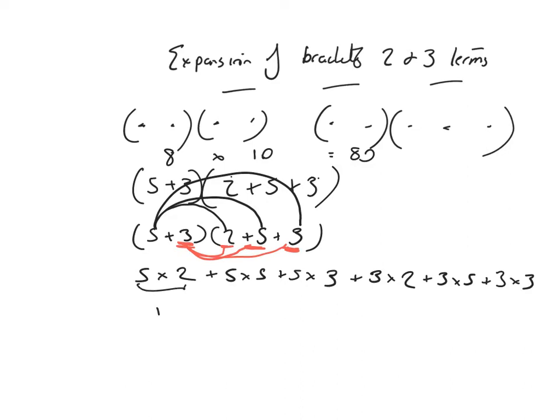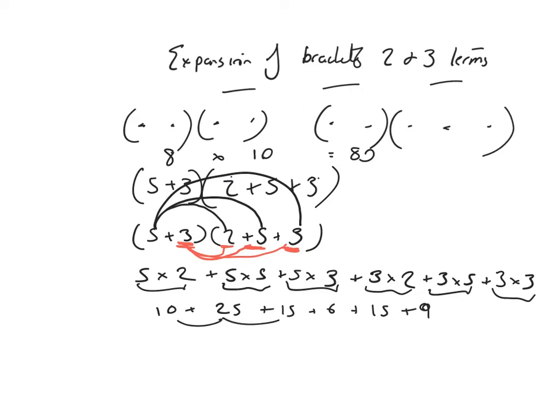Okay, so the 5 times 2 will give me 10. The 5 times 5 will give me 25. The 5 times 3 will give me 15. The 3 times 2 will give me 6. 3 fives are 15, and finally 3 times 3 is 9. 10 plus 25 is 35. 35 plus 15 is 50. Add 6 to get 56, then 71, and 80, which is the same result that we got up here. Okay, so that technique works.